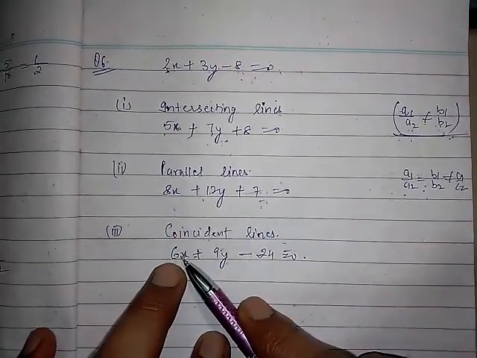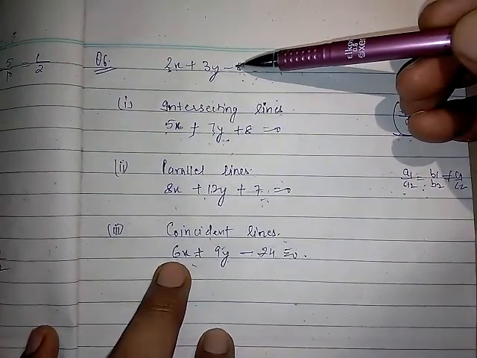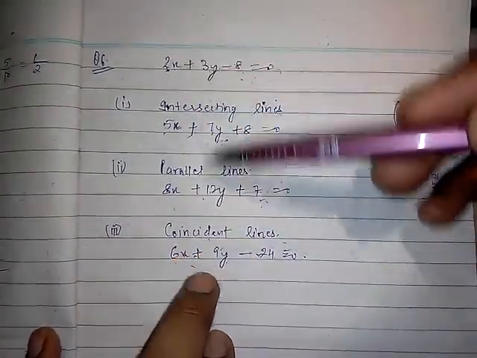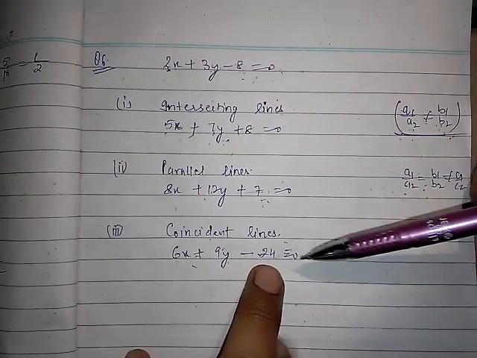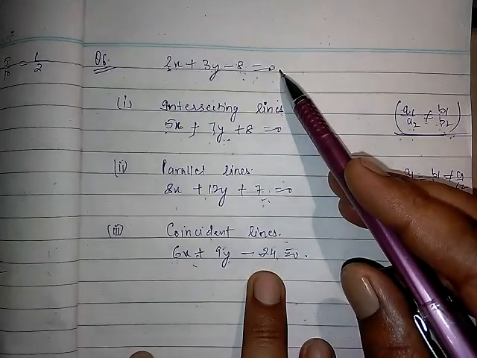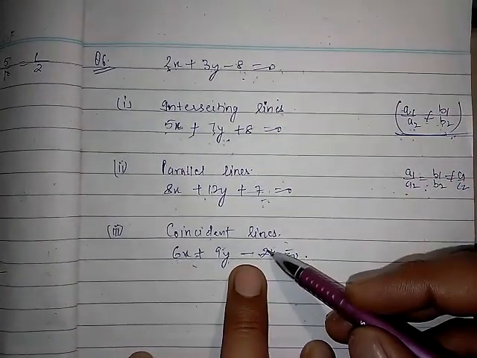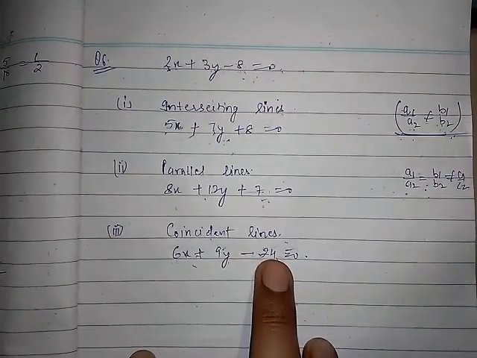I am going to multiply here by 3. So all the three coefficients will be multiplied by 3 here. 3 twos are 6, 3 threes are 9, 8 threes are 24 is equal to 0. So definitely this line will be coincident with this given line. You can check out by any method, okay? Either you can draw the graph or you can check with the ratio method also.